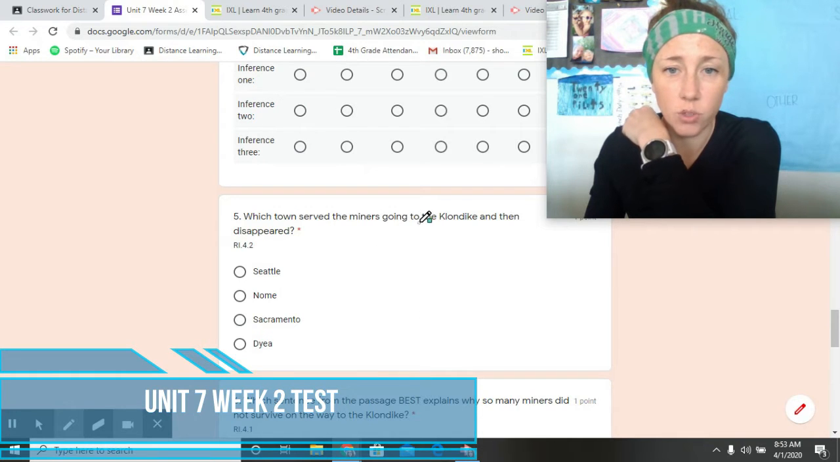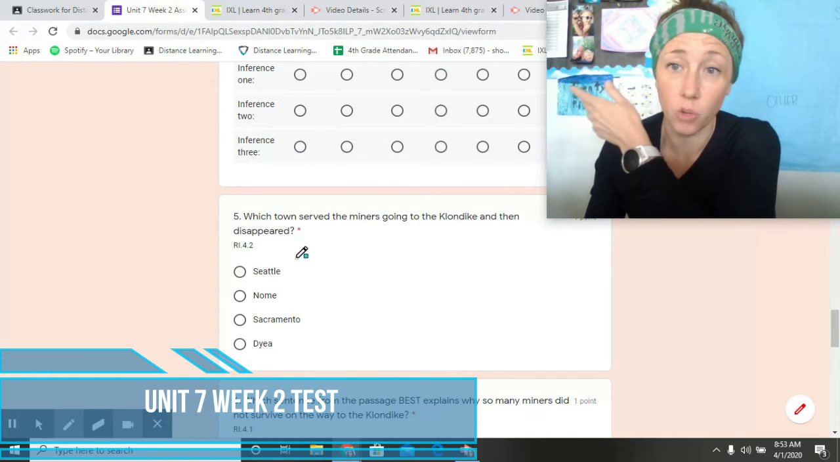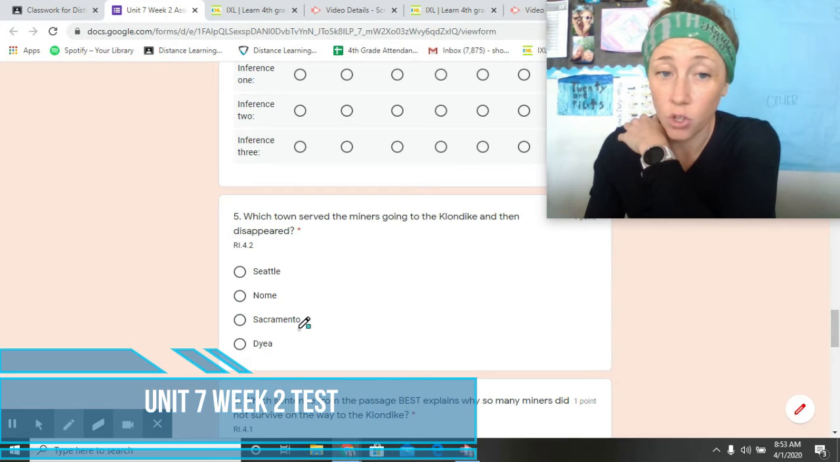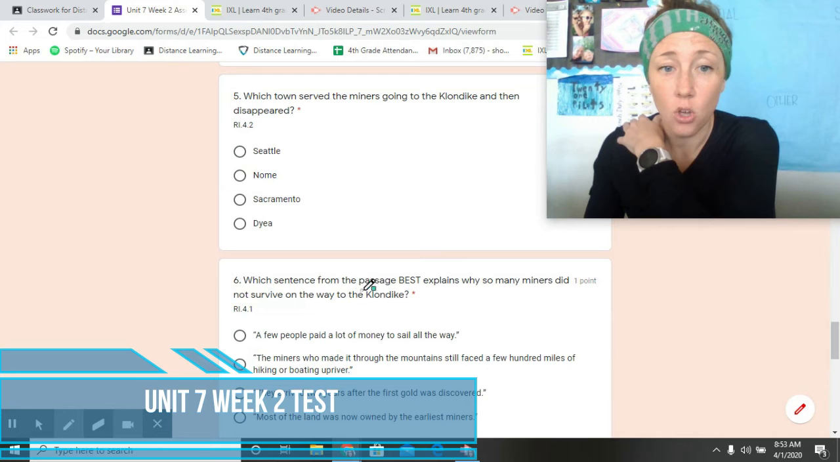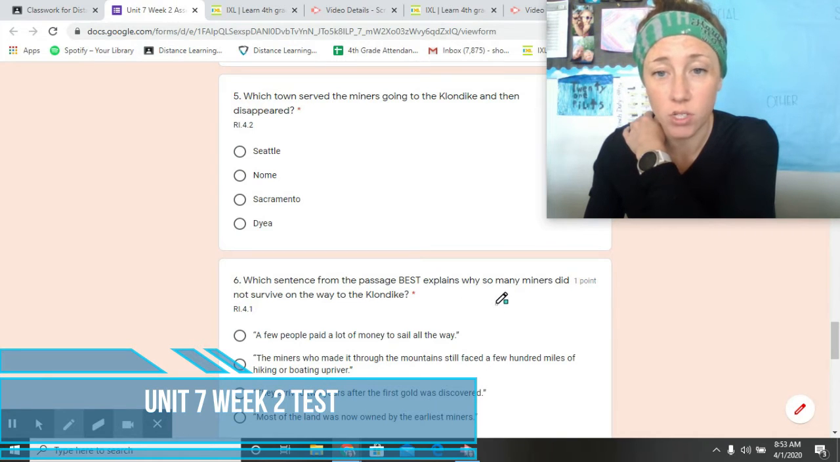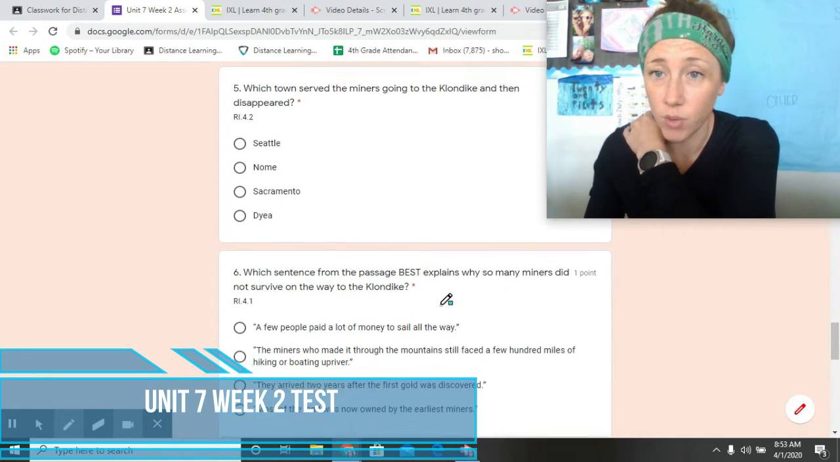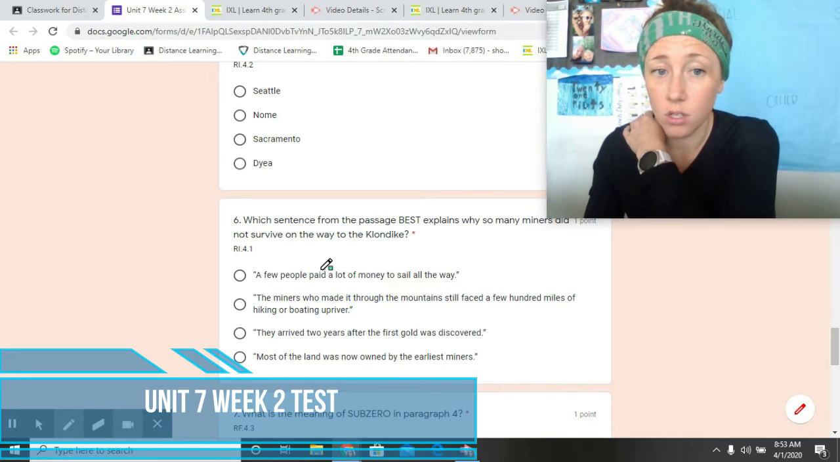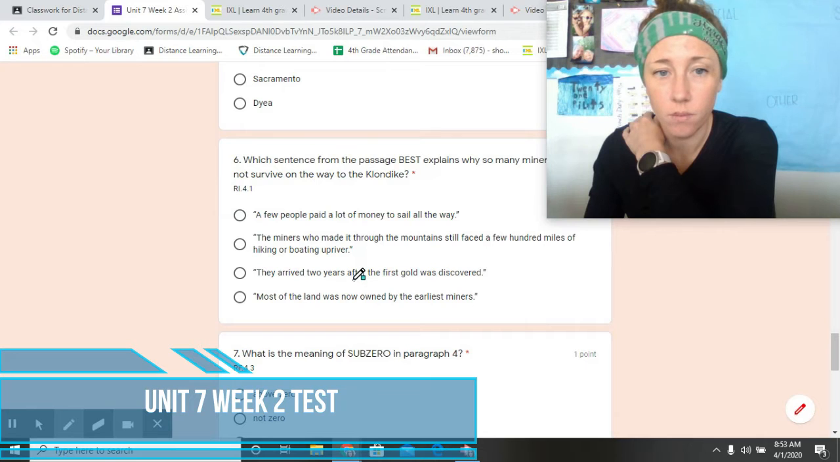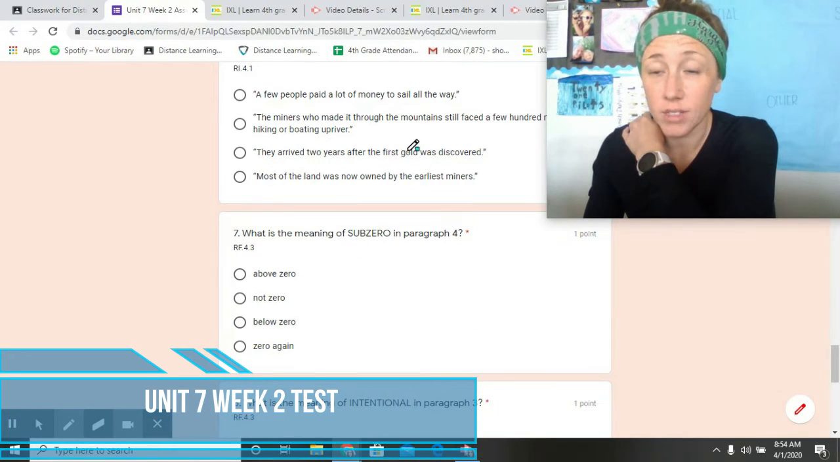Which town served the miners going to the Klondike and then disappeared? I'm just going to go back, look for these names. Look for something about the miners and the Klondike with them. So carefully read that. Just don't guess. This is one that you can easily go back and find the text. Which sentence from the passage best explains why so many miners did not survive on the way to the Klondike? So why did they die before they made it there? Okay. So what made it hard to get to the Klondike?